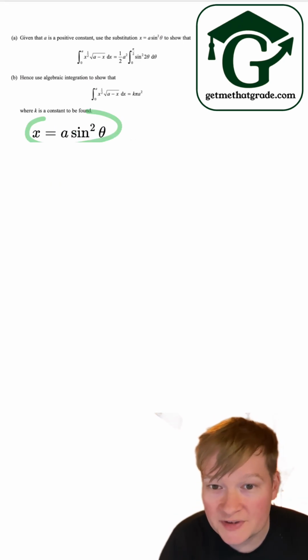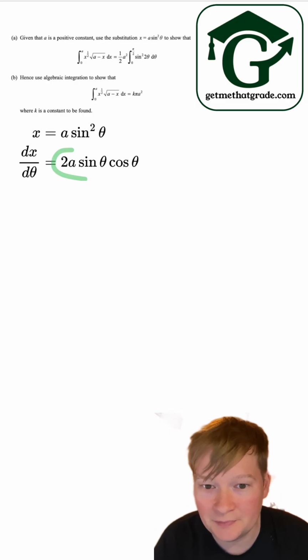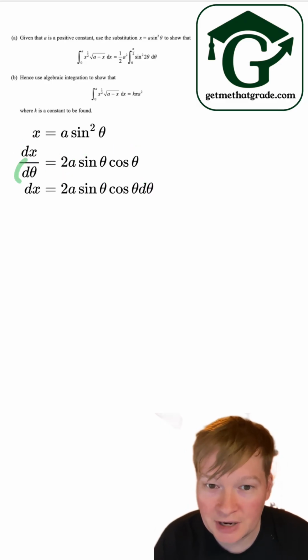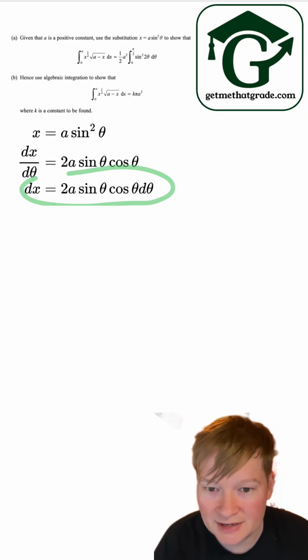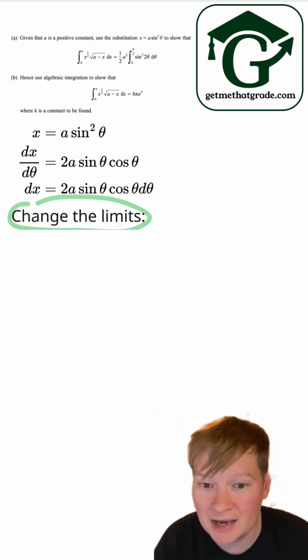So we start with the substitution. We differentiate it to find dx by d theta. That gives us this. We isolate the dx by multiplying by d theta. That gives us this. Don't forget that when we make a substitution, we also need to change the limits.